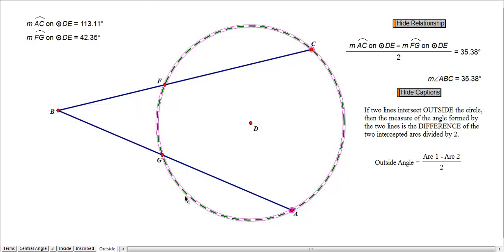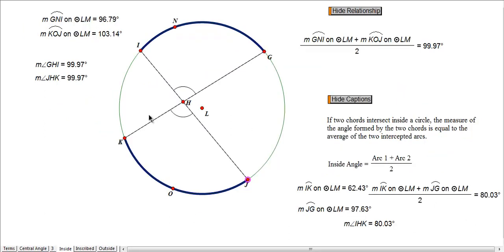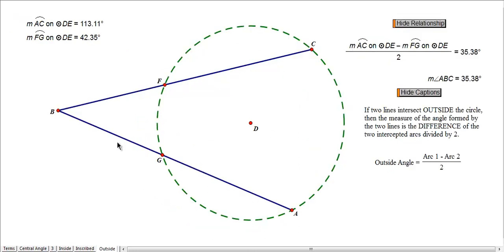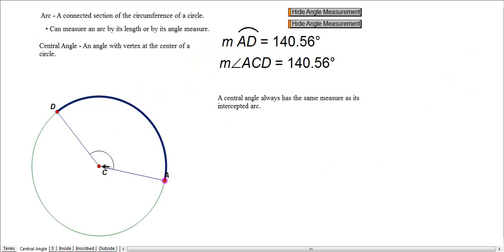So I hope this makes sense. I'm going to work problems in class instead of right now, just for the sake of time. It's already right at 10 minutes. We're going to play with this some more, but the big key is inside, the angle measure is add the two arcs and divide by 2. If it's on the circle, I just divide by 2. If it's outside, I subtract the two arcs and divide by 2. And of course, if it's exactly in the center, it's equal to the same arc. So those are the relationships, and we will play with this tomorrow.